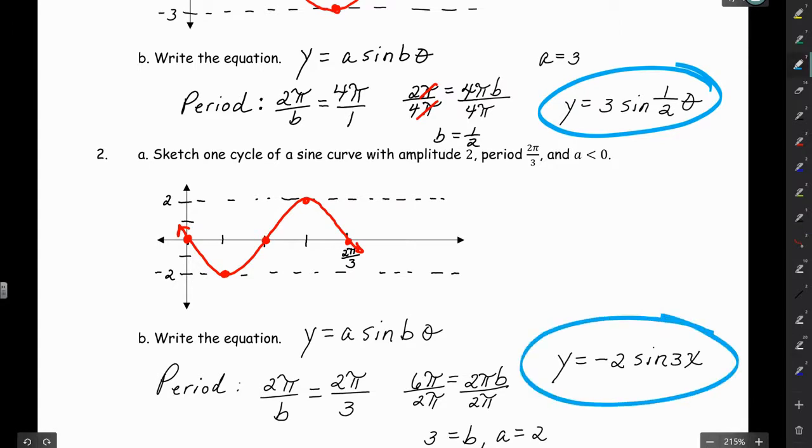All right, that's everything I have for this lesson. We're going to do more of the same with the cosine curve, vary the pattern just a little bit, but it's going to be the same idea. So hope you enjoyed it. Have a great day.